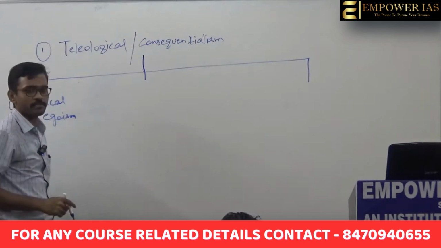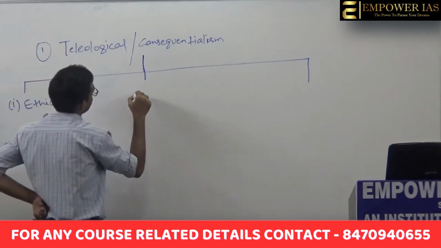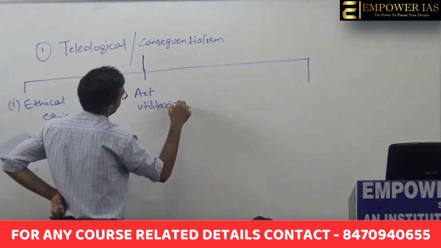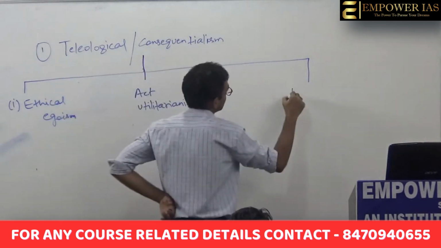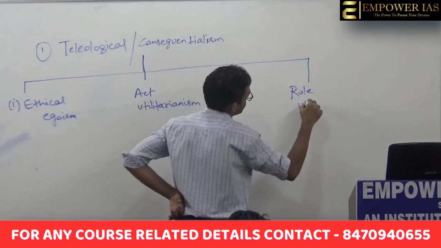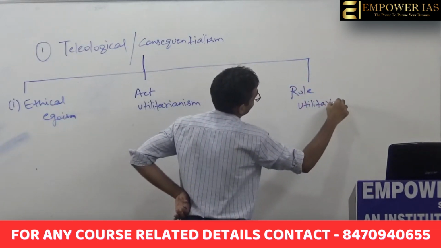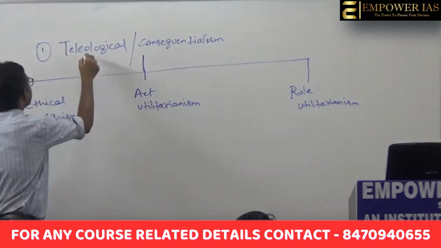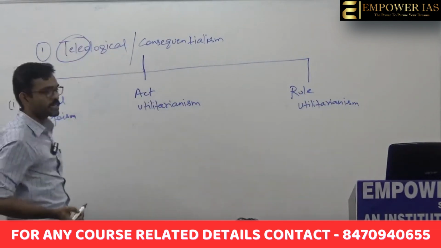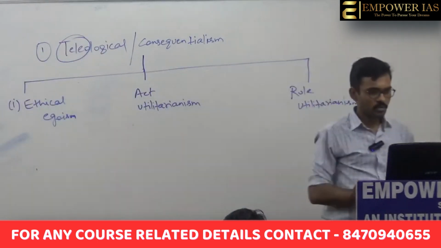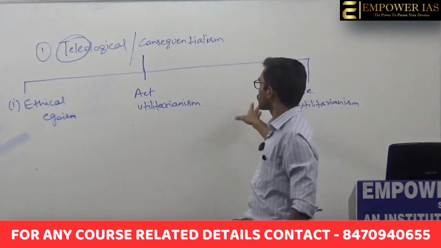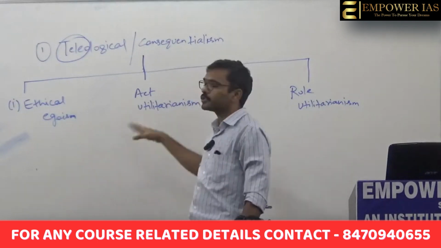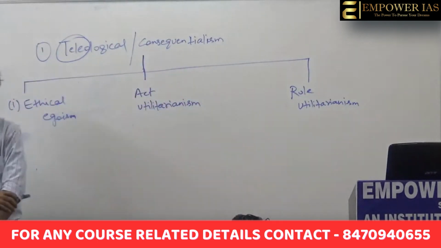That is, ends justify the means. Now, teleo means ends. Teleo का मतलब होता है ends. That's why teleological theory. There are three different forms of consequentialism. There are three sub-theories within consequentialism: ethical egoism, act utilitarianism, and rule utilitarianism.